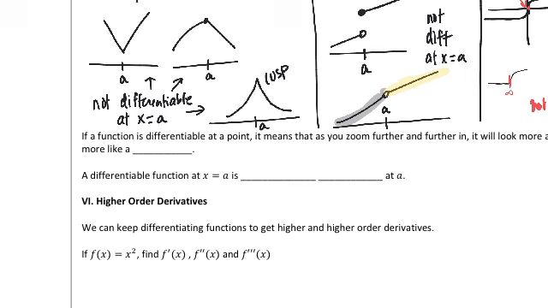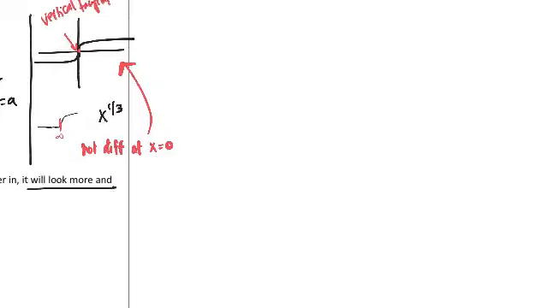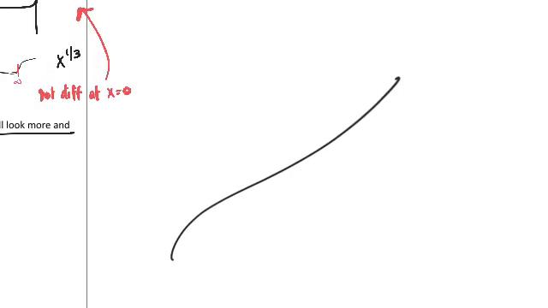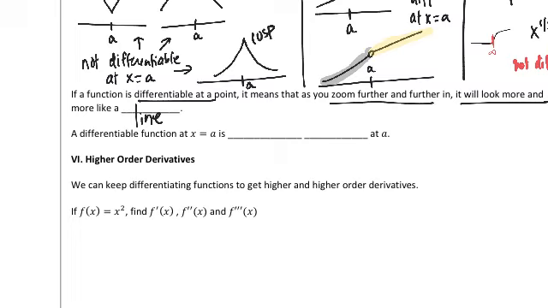Okay, so why do we care about differentiability? Well, if a function is differentiable somewhere, then as you zoom further and further in, that function will look more and more like a line, right? And in Notability, you can actually do this. If you have a nice smooth curve, and you're at a point where it is differentiable, then if you keep on zooming in, you're going to see that it looks more and more like a line. So we can model it with a line equation, which is a lot simpler than a curve equation, and that's why we like it when functions are differentiable. A differentiable function at x is equal to a, we say that it is locally linear at x is equal to a.